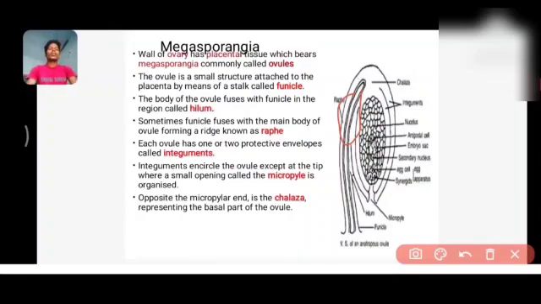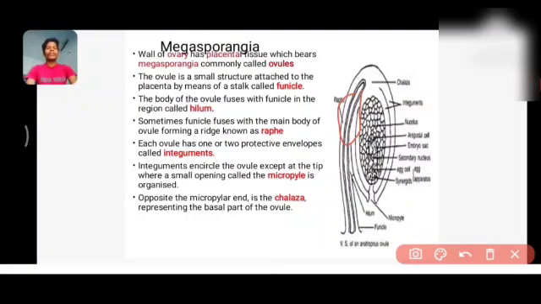The integuments cover the whole ovule except the tip area. The exception area is called the micropyle. Opposite to the micropyle, there is an end called the chalaza.